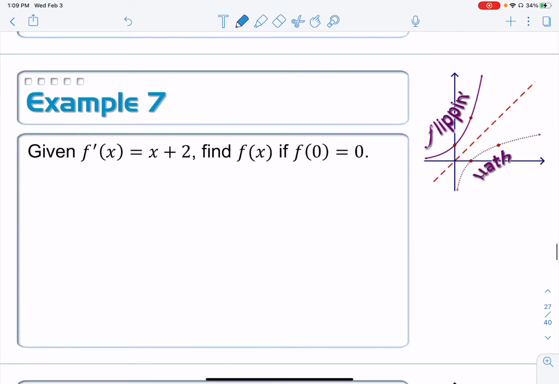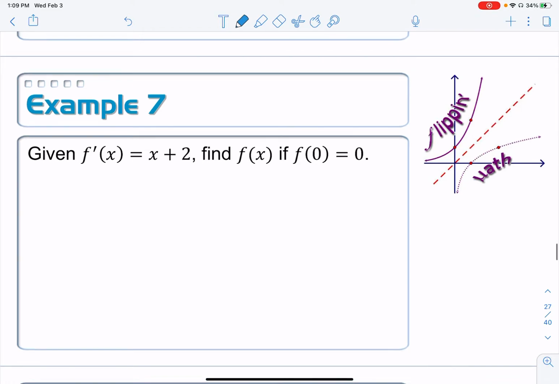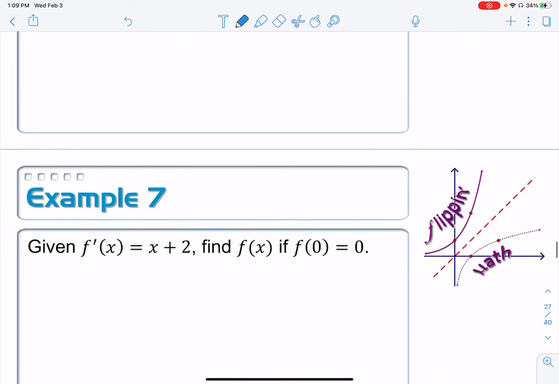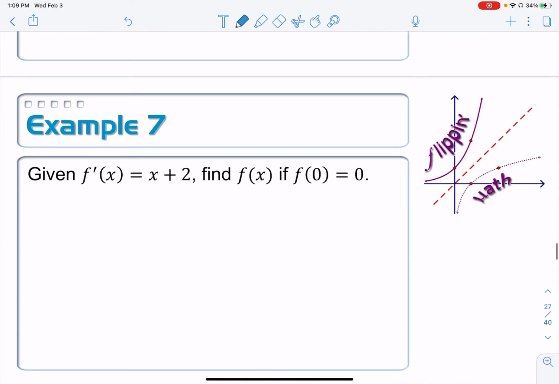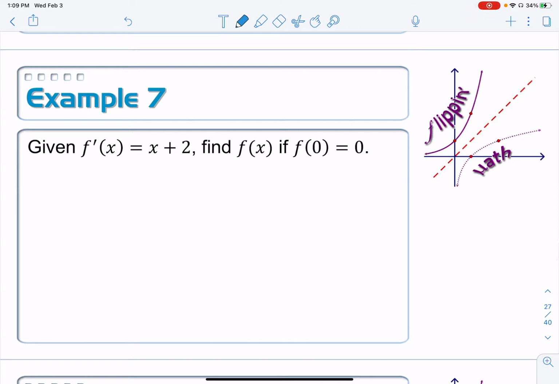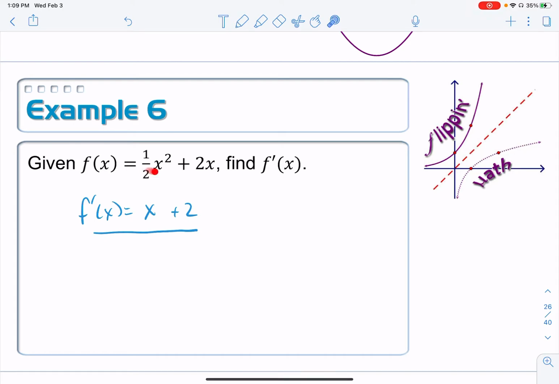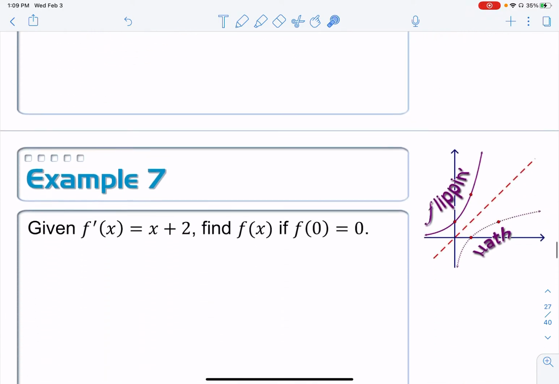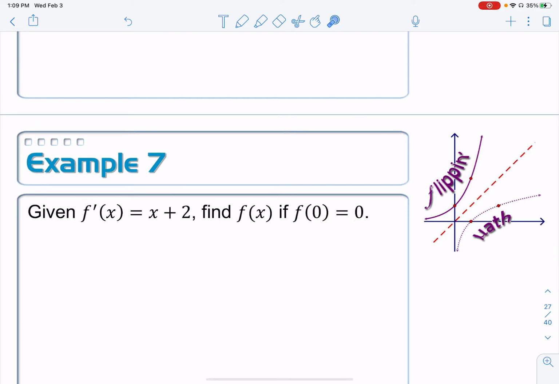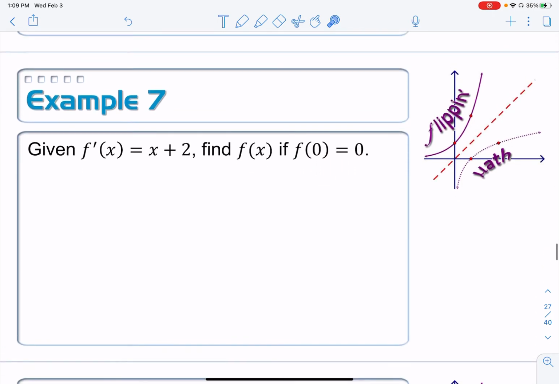Wait for it. Okay, so now on example 7, given f prime of x is equal to x plus 2, we want to find f of x. Oh, that sounds like we're just basically working backwards here, right? If you have the derivative and you want the original function, you're anti-differentiating. You're taking the antiderivative. And now we wouldn't be able to get this exact function here that we started with unless we had an initial condition, a point that's on the original function, which we do, it's right here. It goes through the origin, f of 0 is 0. So we already know what the equation is, but let's just go through that process, shall we?